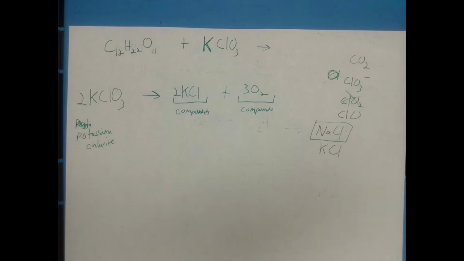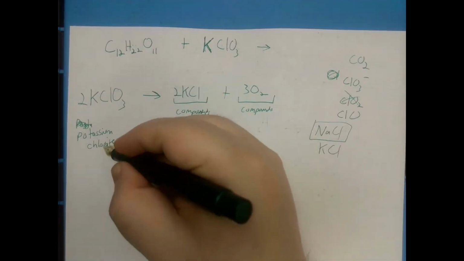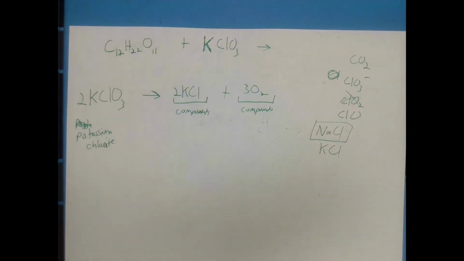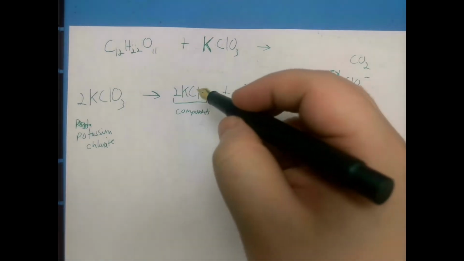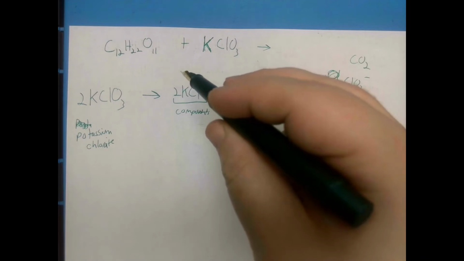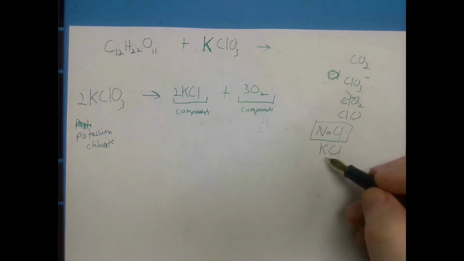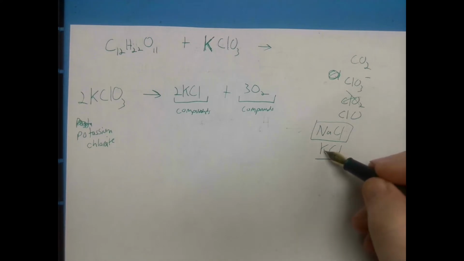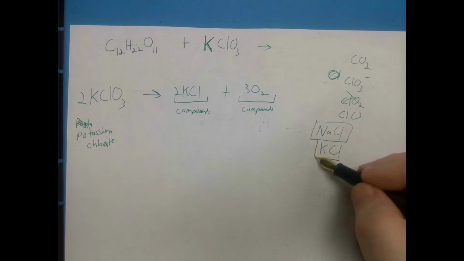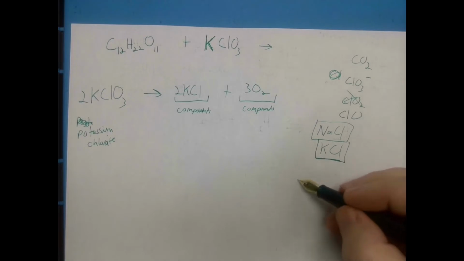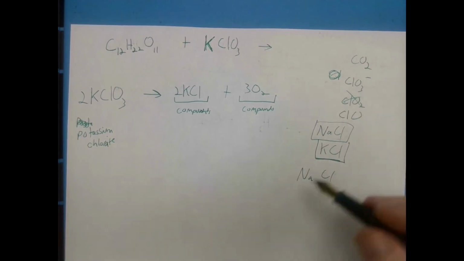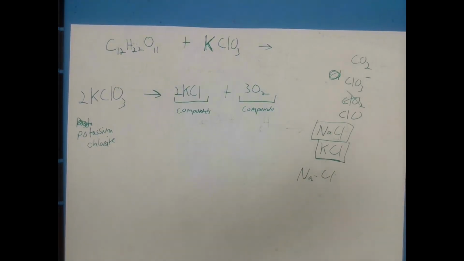So, potassium chlorate, not chlorite, can decompose into potassium chloride and oxygen. The reason your intuition should work here is that when you see potassium chloride, it should immediately scream the ionic compound KCl. This is a very common ionic compound. If you see NaCl in some chemical, that should immediately scream to you it's going to make salt.